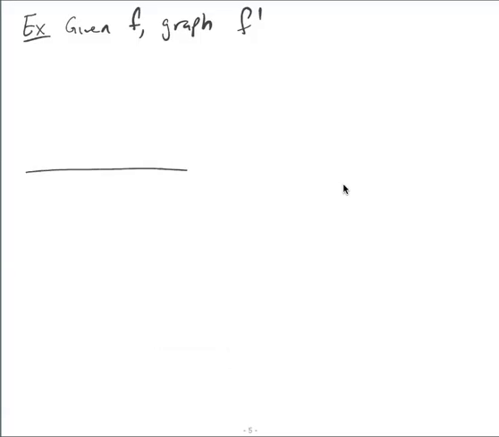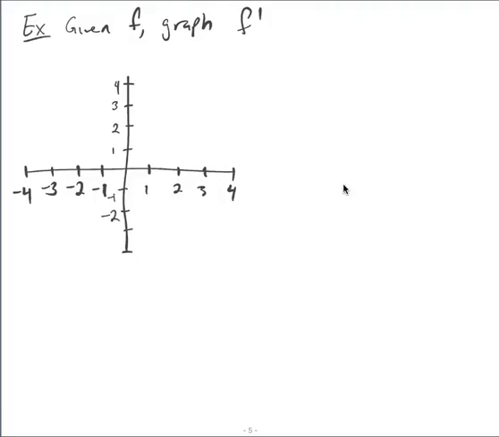Okay, so let's do an example. Given f, graph f prime. Okay, so let's see here. We're going to make a weird function. You want asymptotes, right? Let's see. How about, okay, so we're going to do something like this.